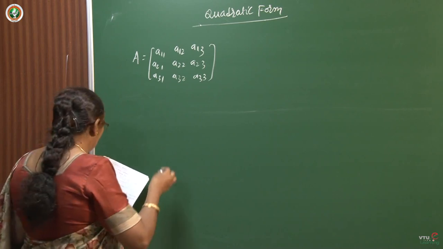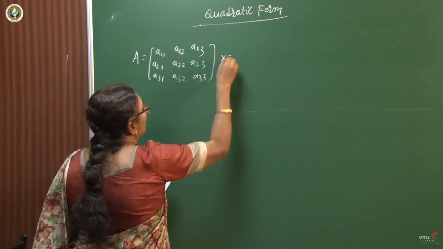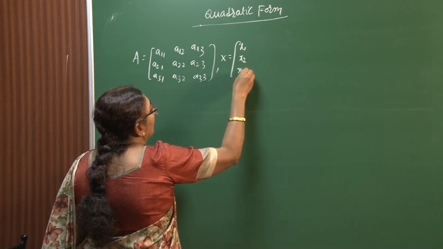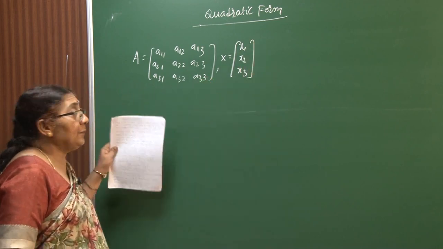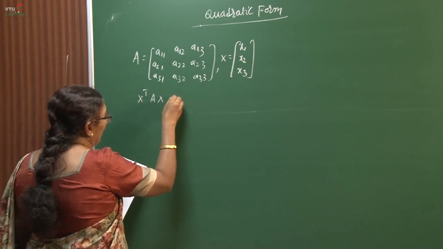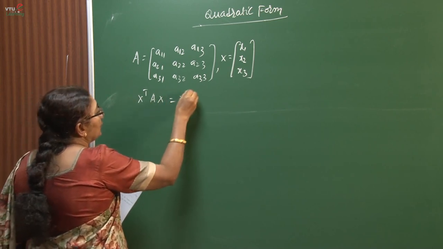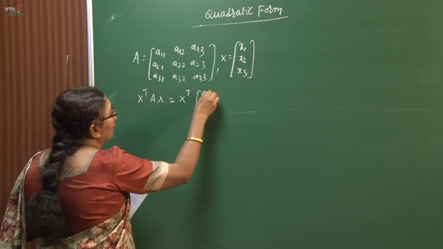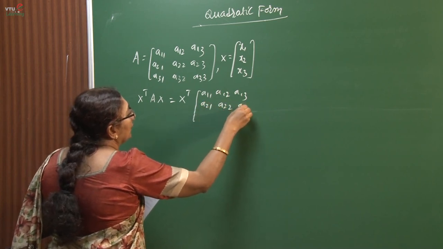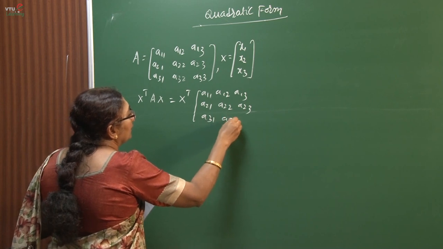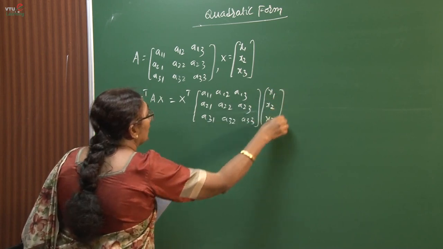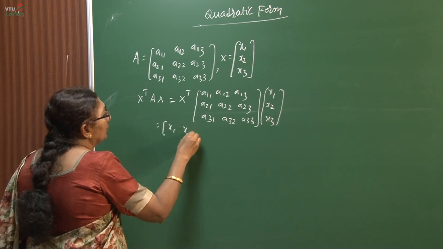Okay, now how to express it? Here, this is a 3x3 matrix. I'm going to take X as a column vector involving how many unknowns? 3 unknowns, x1, x2, x3. The number of unknowns in capital X depends upon the order of the matrix. Now I'm going to take X transpose A into X and calculate this. What is X transpose? I'll leave it as itself. I'm going to take A11, A12, A13, and then A21, A22, A23, and A31, A32, A33 into x1, x2, x3. X transpose is x1, x2, x3.